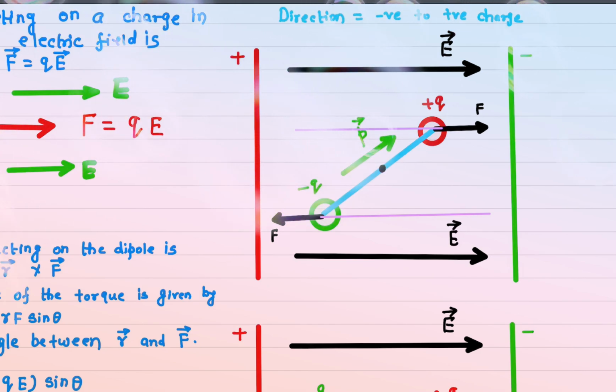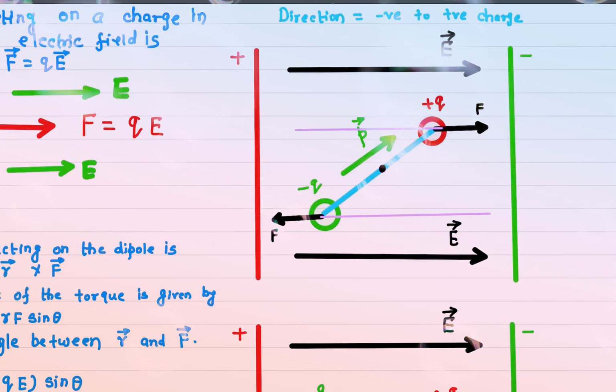If two equal forces act on a system, and the forces are not in the same line, then they form a torque. That means these two coupled forces will rotate the system. In this case, it will rotate the dipole. That's what we call the torque. So there's a torque acting on the system. Now let's find out the magnitude of the torque and how we define it.